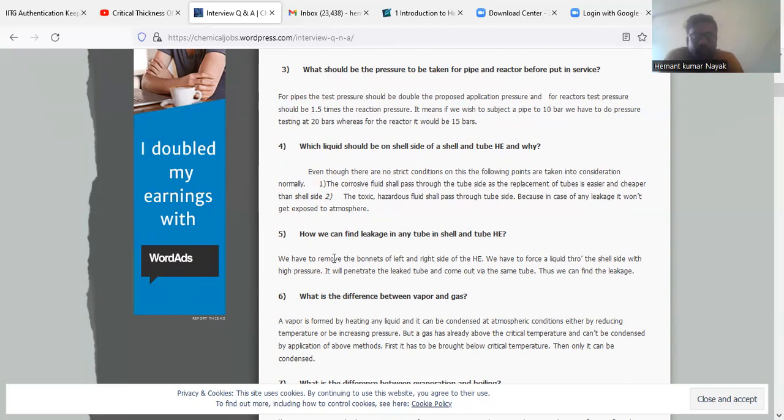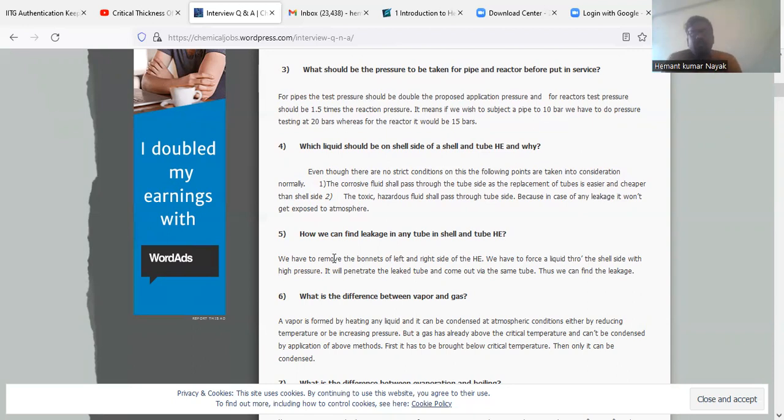The next question is how we can find leakage in any shell and tube heat exchanger. To find leakage in a tube, we have to remove the bonnets on the left and right side of the heat exchanger. We have to force liquid through the shell side with high pressure. It will penetrate the leaked tube and come out via the same tube. Thus, we can find the leakage.